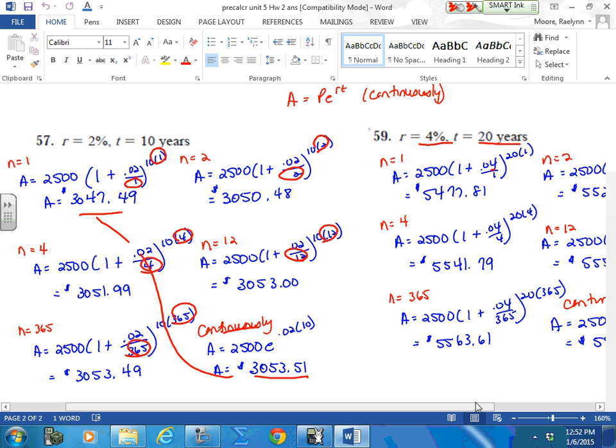So again, your compounding keeps changing. I missed it on this side. Quarterly, 360, monthly, I'll move that over in a second. Again, continuously is going to give you your best return.